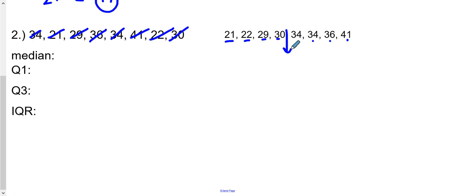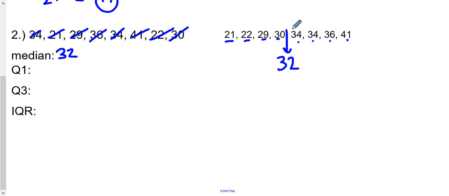So then I can, again, add those two numbers together. 30 plus 34 is equal to 64, divided by 2 is 32. And that makes sense because 32 is exactly in the middle of 30 and 34. So my median for this data set is 32. Okay? Now, once again, 32 is not truly in my data set.